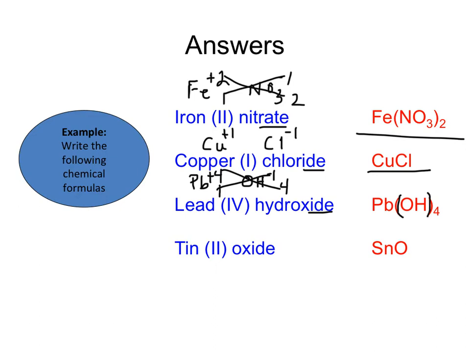And the last one, I've got tin, which is Sn +2. It's also a pseudo-transition metal. I've got oxygen, O -2, and those two charges will add up to 0. So once again, they're going to come together in that 1-to-1 ratio.